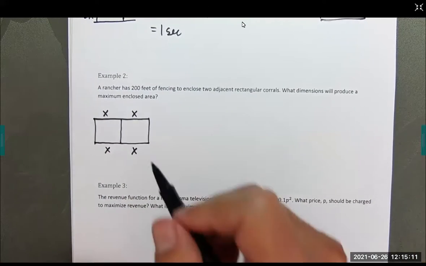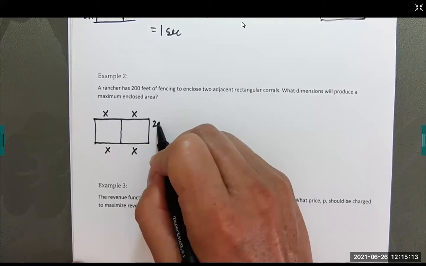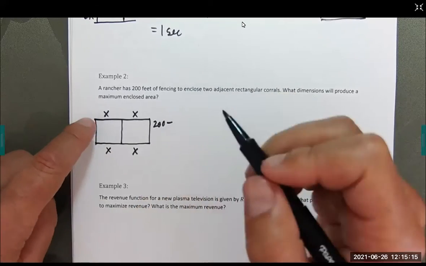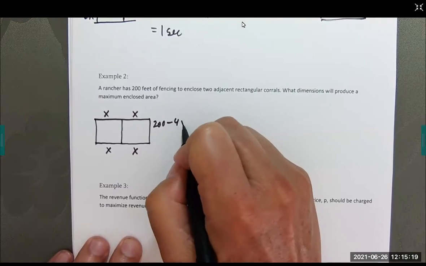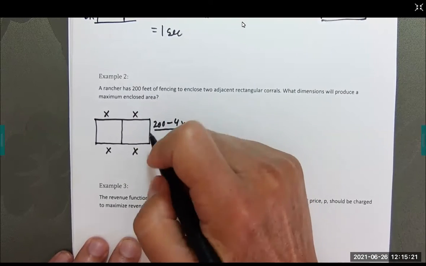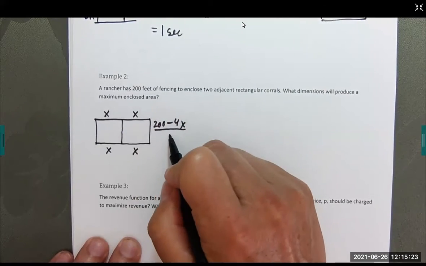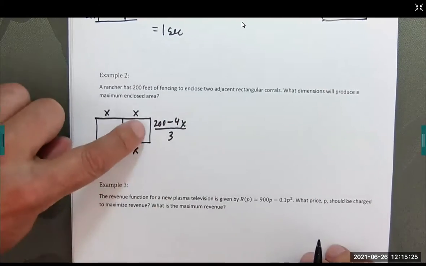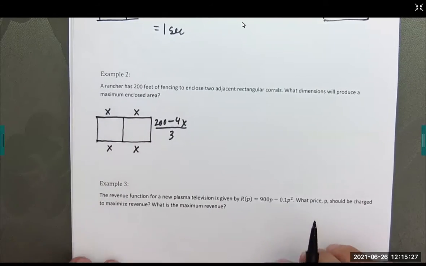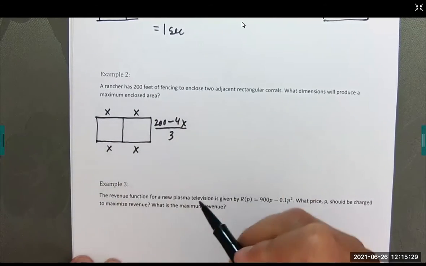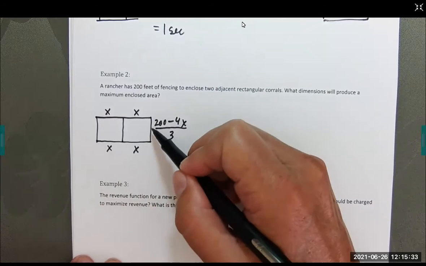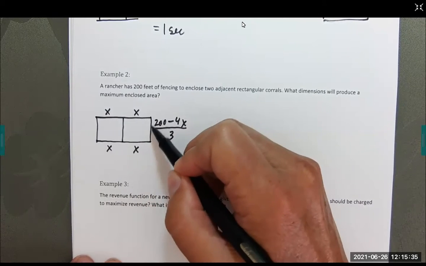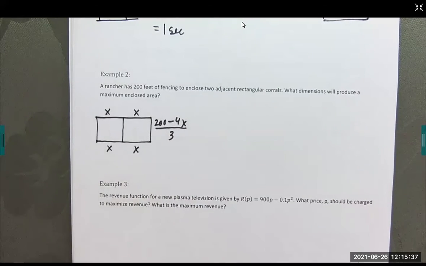It's going to be 200 minus 1, 2, 3, 4 x's. And how many of these are there? 2, 3. So this height is 1/3 because there's 3 of them here. So 200 overall, including the middle, minus 4x, because we're just looking for this height here. And because there's 3 of these, I have to divide it by 3. So that's what that is.